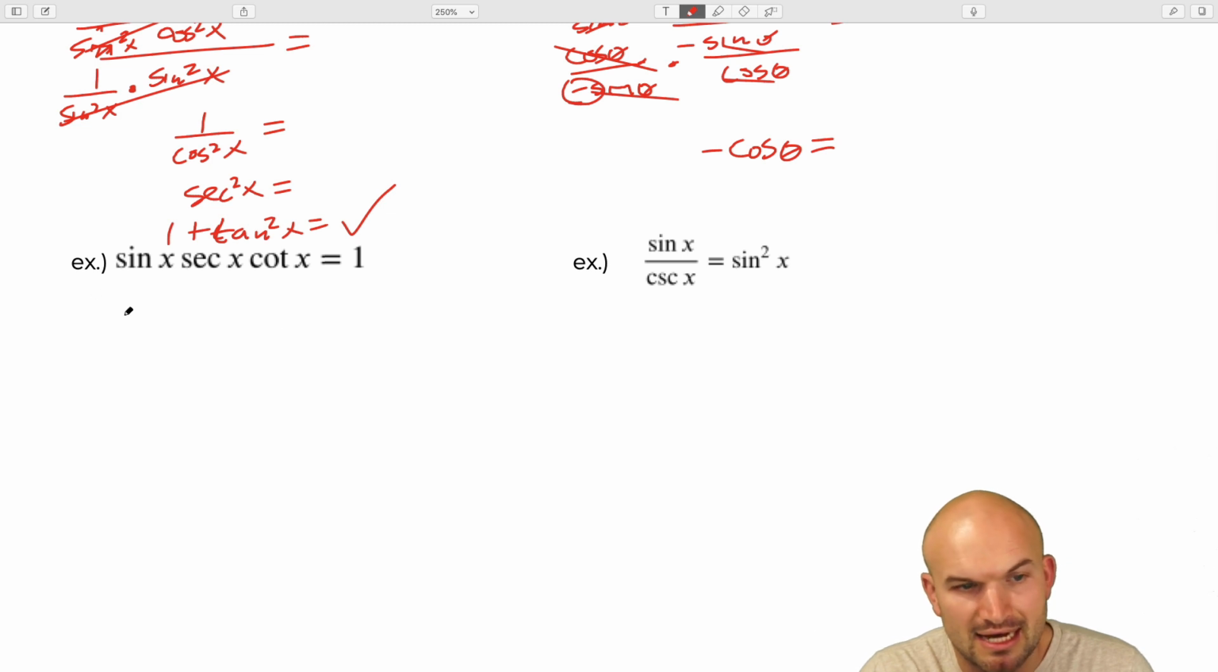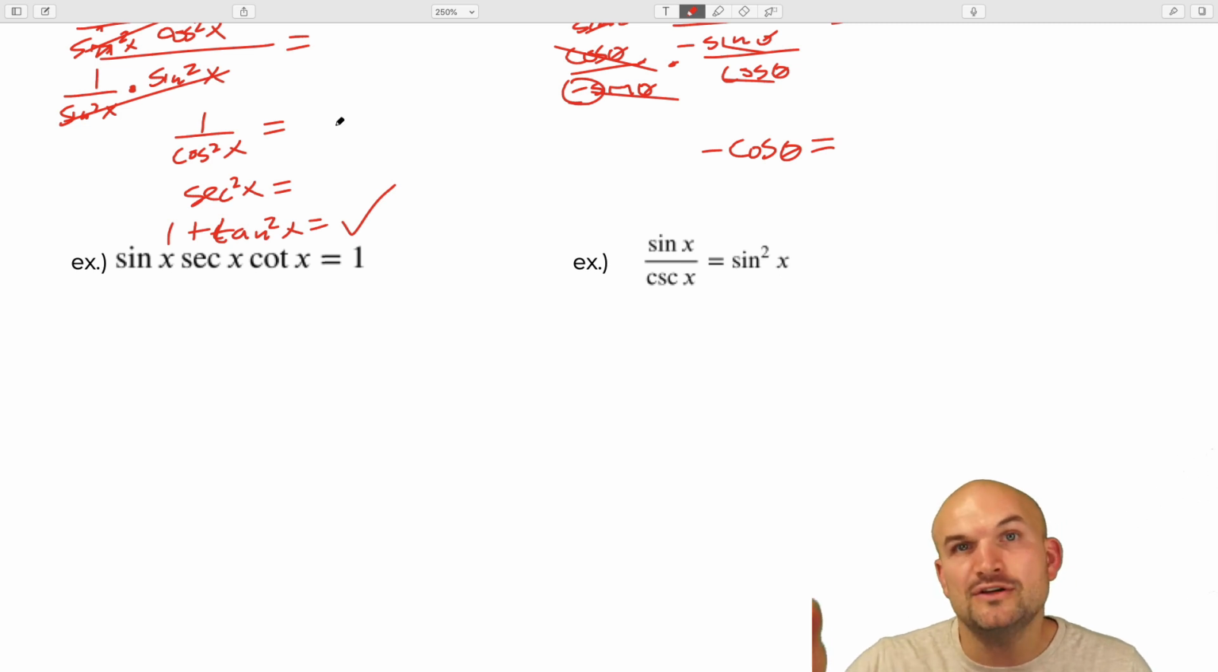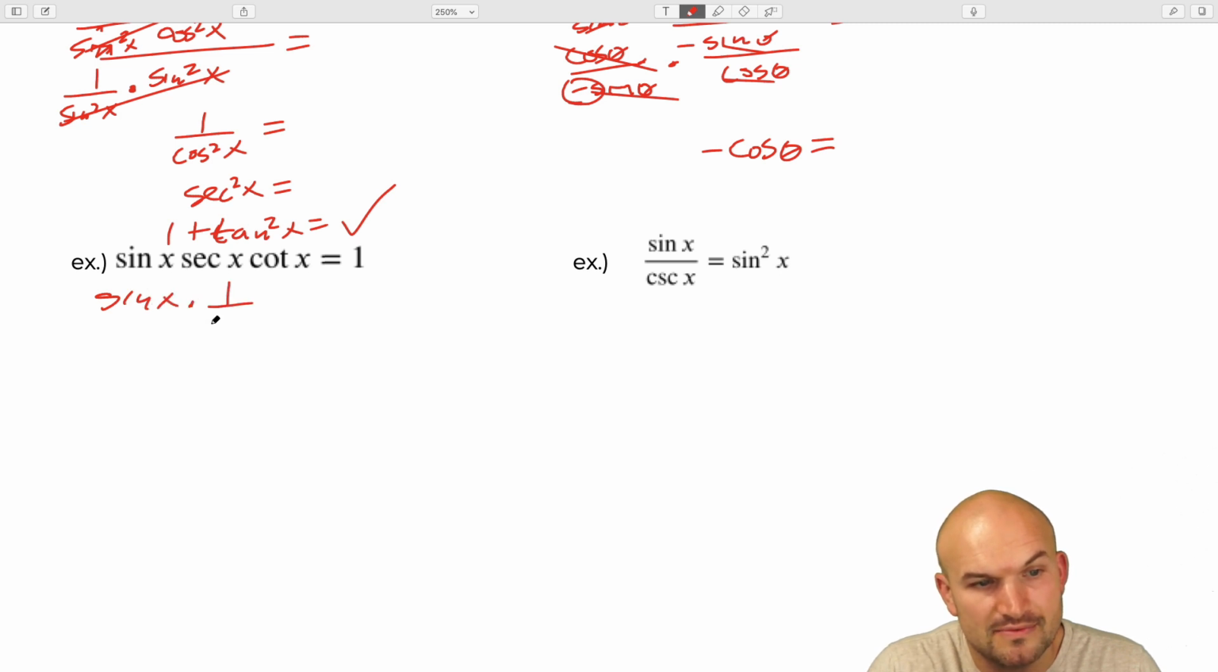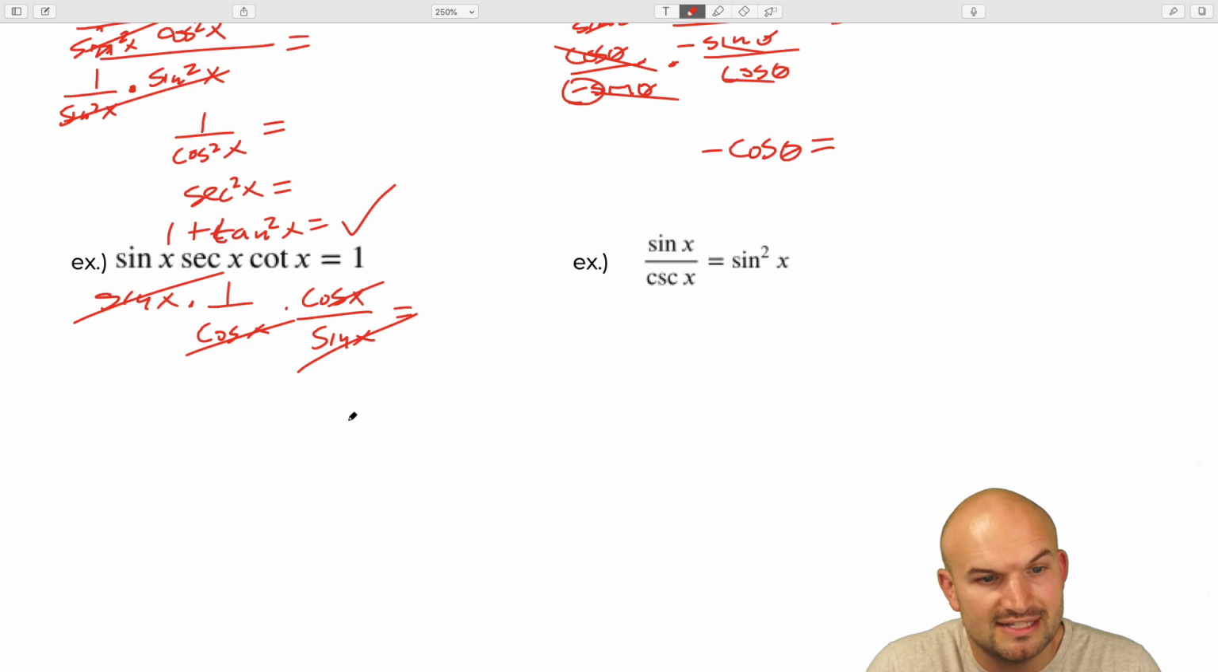So in this case, I'm going to want to just rewrite everything in terms of sines and cosines. Like if I know this left-hand side is going to equal 1, I know there's going to be a lot of dividing out. So what I'm going to do is just rewrite everything in terms of sines and cosines. So this would be cosine of x over sine of x. And you can see, yes, everything just divides out. So 1 is equal to 1.